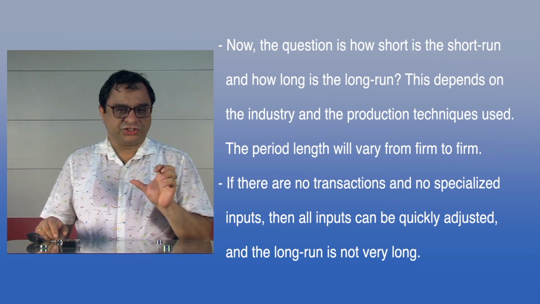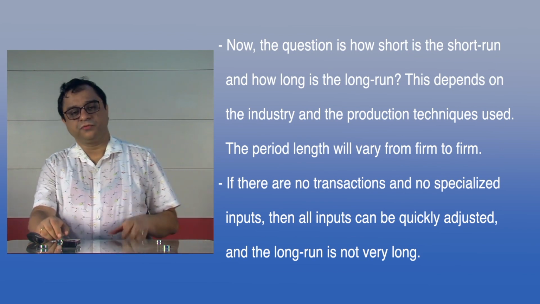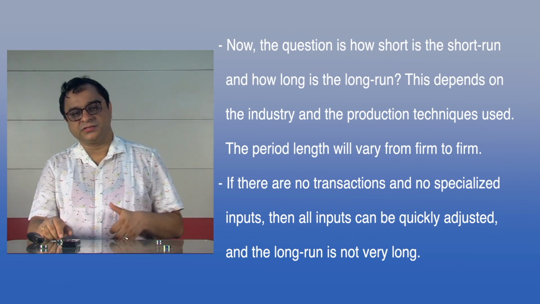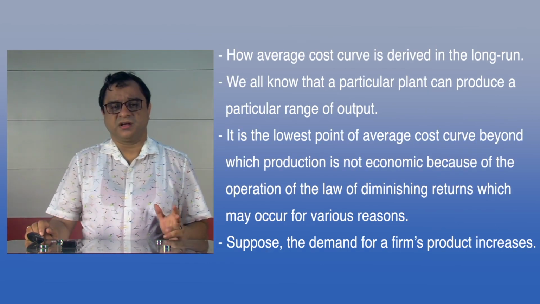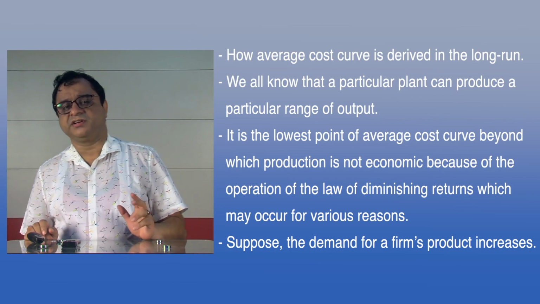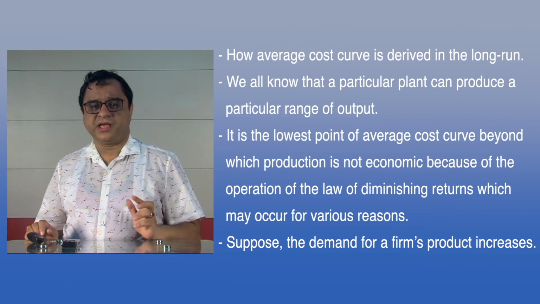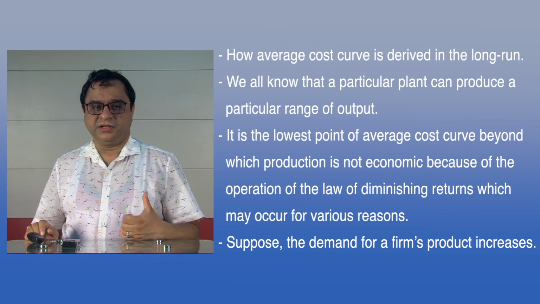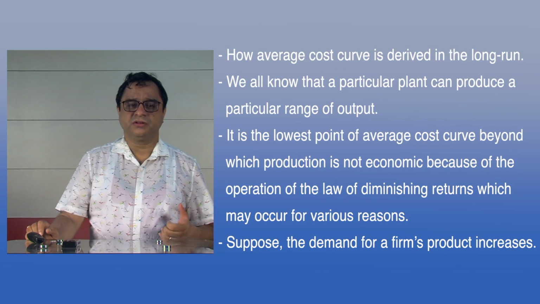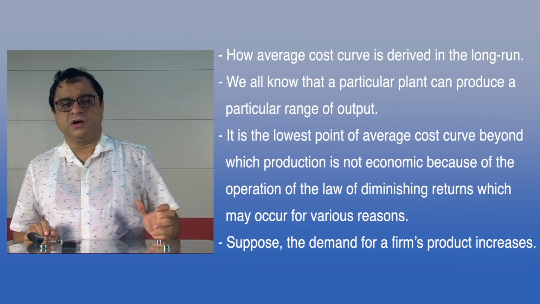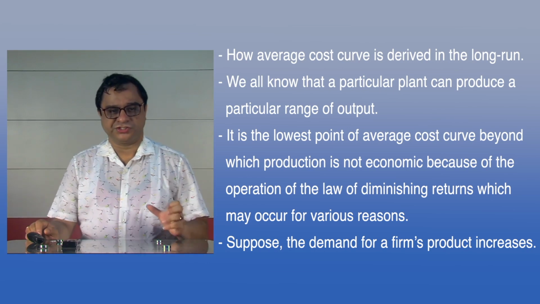If there are no transactions and no special inputs, then all inputs can be quickly adjusted and the long run is not very long. Dear learners, let us first discuss how average cost curve is derived in the long run. We all know that a particular plant can produce a particular range of output. It is the lowest point of average cost curve beyond which production is not economic because of operation of the law of diminishing returns, which may occur for various reasons.